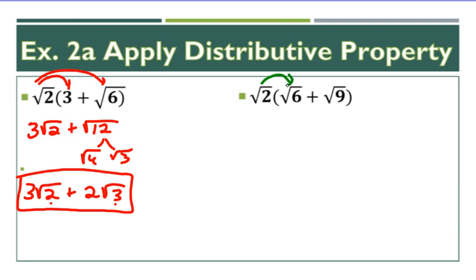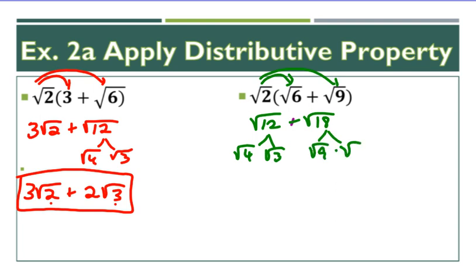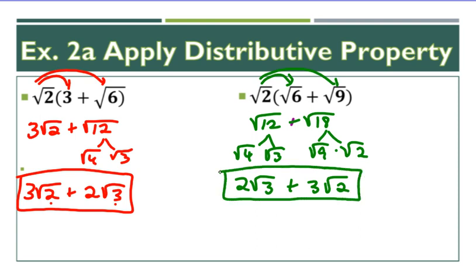Next, I distribute the square root of 2, so that's the square root of 12 plus the square root of 18. And I can break these down, square root of 4 times the square root of 3, square root of 9 times the square root of 2. And this will give us 2 times the square root of 3 plus 3 times the square root of 2. Again, the radicals are not the same, so I cannot add them. So I get my answer as is.